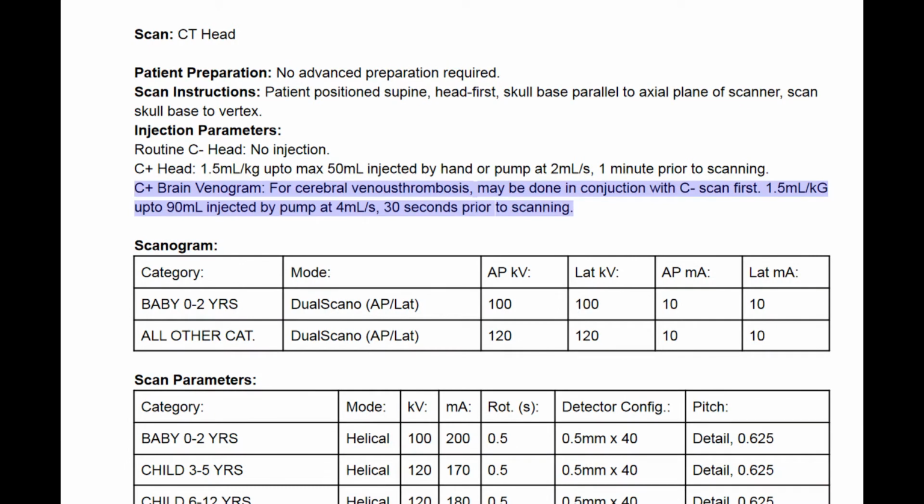We also have this brain venogram protocol, which is essentially just a larger maximum volume injected at a higher rate and scanned with a shorter delay. So that's a good example of different things we can do with the injection to get different images.